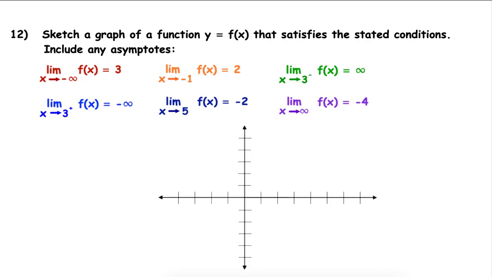I'll start with the red. It says the limit as x approaches negative infinity of f of x is 3. If I'm heading out towards negative infinity, I'm actually creating a horizontal asymptote.